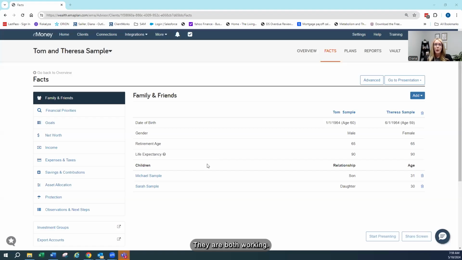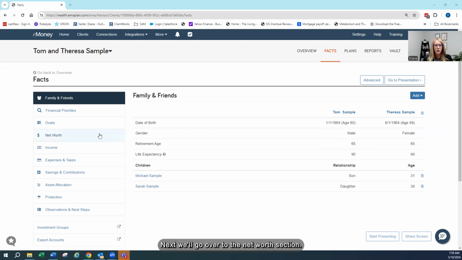So here we have Tom and Teresa Sample. They are both working. They are age 60 this year with a tentative retirement age of 65. We have indicated life expectancy of age 90, which is usually what we utilize unless we have a discussion involving lifestyle or longevity, and sometimes we need to make some adjustments here. But for this sample, we'll use age 90.